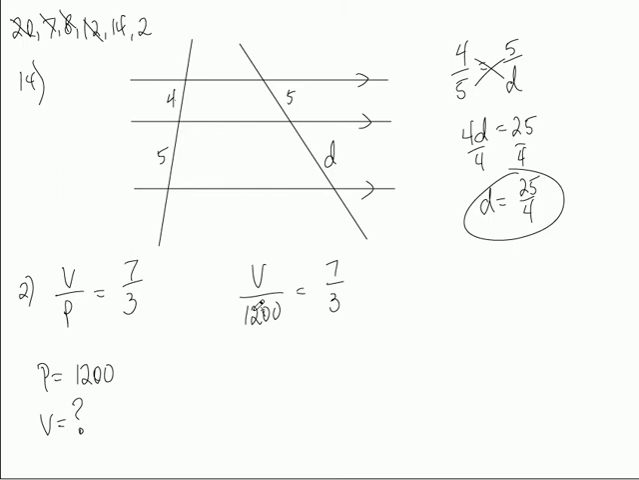All right. So yeah, you could cross multiply if you wanted to, but I would just multiply by 1,200. That gets rid of the 1,200 on this side. Multiply this by 1,200, and we don't need a calculator, do we? Because look, 3 goes into this 12 4 times. That's 400. 4 times 7 is 28.